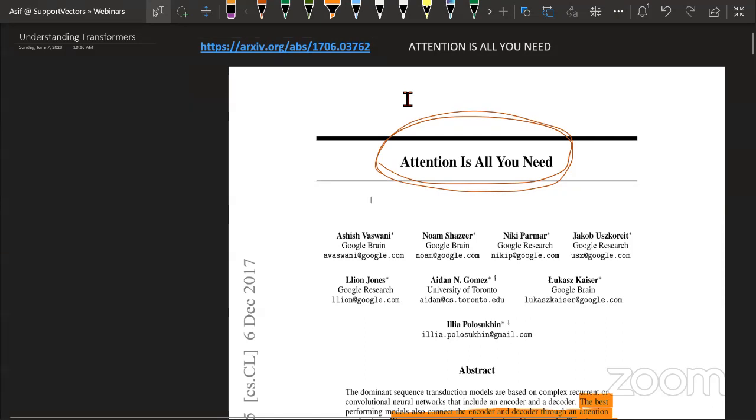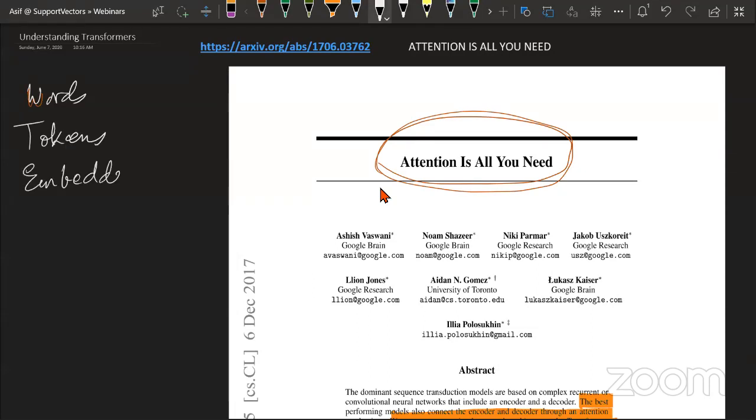In order to understand transformers, what I will do in this session is gradually walk through this paper. But before I walk through this paper, let me bring about certain basic preliminaries of how you do NLP. We'll talk about words, tokens, embeddings. What does it mean to do embedding? And then we'll talk about recurrent neural networks. I'll give a very basic idea of recurrent neural networks, and also LSTM and GRU.